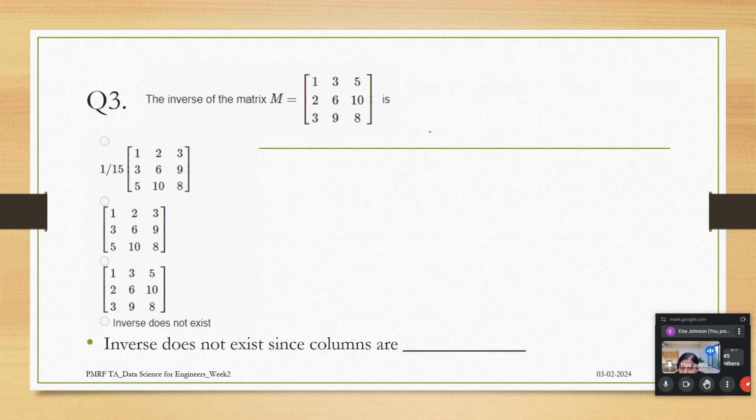Next question, inverse of the matrix M. I have given the answer there also. Inverse is not possible. Why is it not possible? Because the determinant is equal to 0. That is also fine. You can directly see that the columns are dependent.